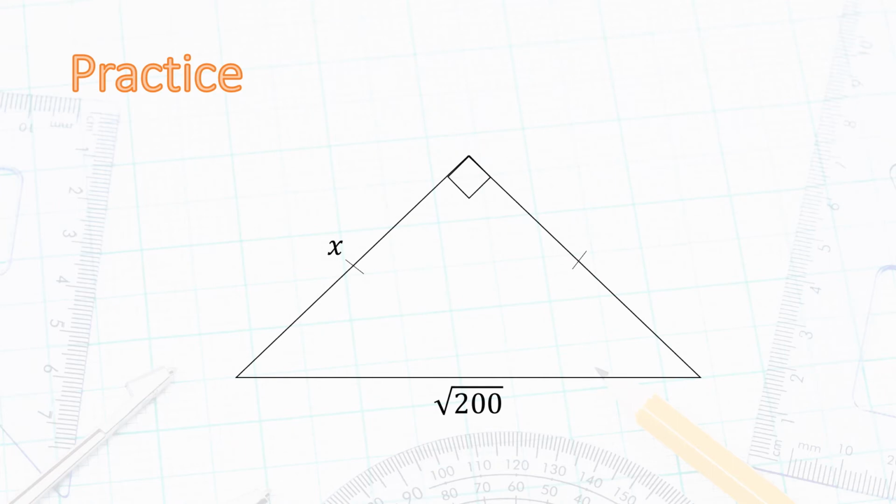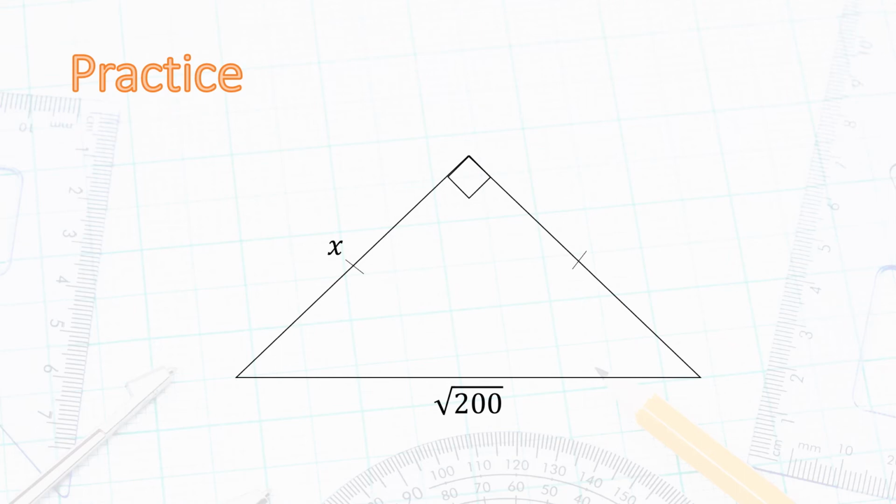All right, this one was a little bit of a challenge one that we did in class. I'm going to give you the hypotenuse is root 200. I'm going to give you x on one side, and I've put these hash marks in, which tell us that this is an isosceles triangle. So using that information, solve for x. Pause the video, come back when you want to see the answer.